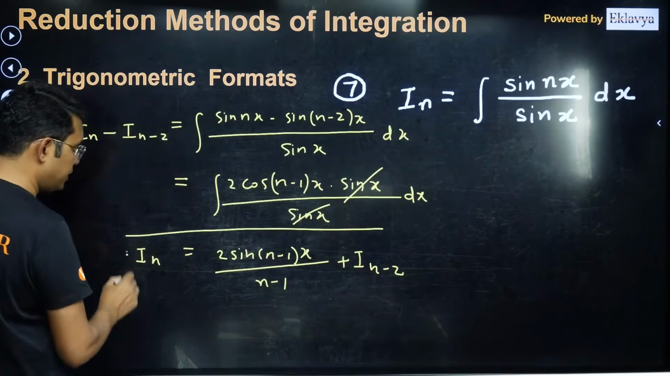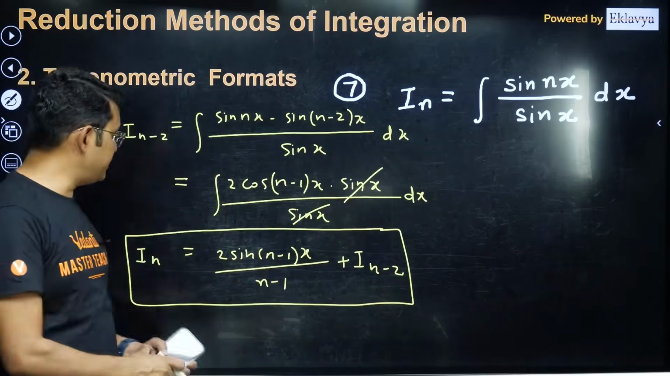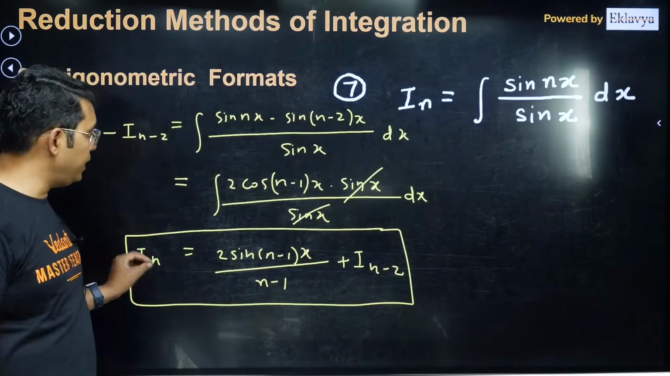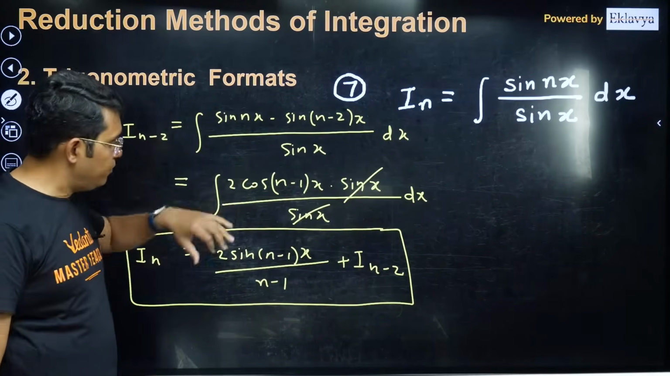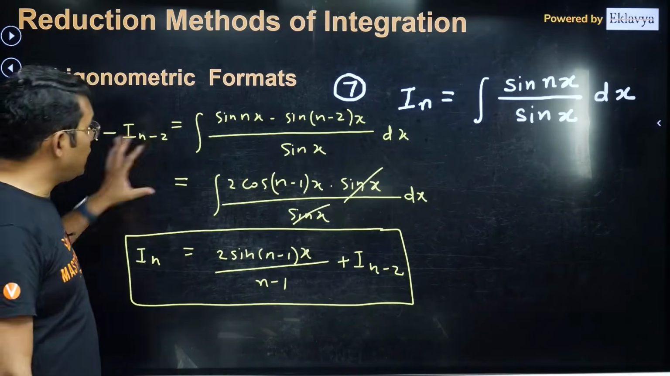Now we can repeat this thing for I n minus 4, I n minus 6. So ultimately we can find I n in terms of maybe only sine terms, you can say. So this is how this is done.